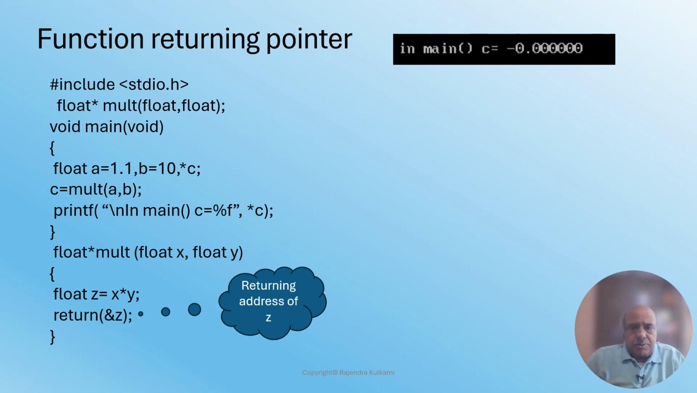What we get in main is star c is equal to 0. Actually, we were expecting to get the product of multiplication of a and b, which should have been 11.000000. However, we get 0, which is actually a garbage value. Why this is happening, that we will see, and how to correct it, that we will see in our next program.